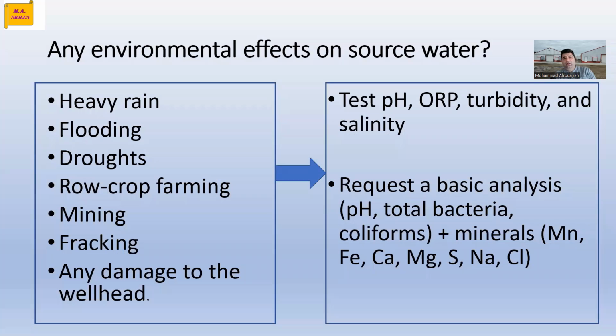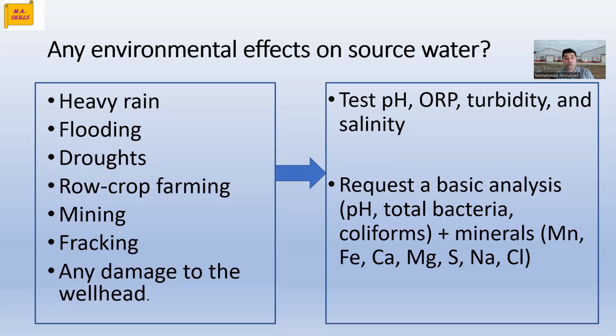So, before conducting any observational test, we need to be aware of any environmental conditions going on around our farm. For example, if you see heavy rain, flooding, droughts, row crop farming, mining, fracking, and any damage to the wellhead or any damage to your water system, then you need to conduct some tests.